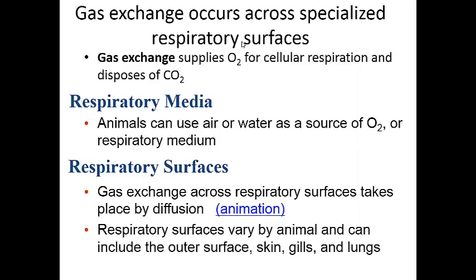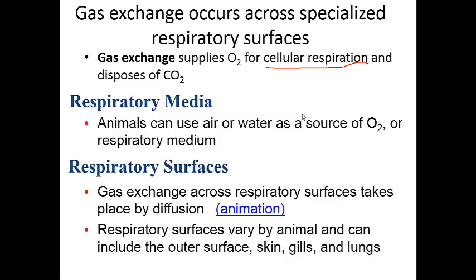Gas exchange is going to be used in order to take in oxygen and to get rid of carbon dioxide. Oxygen is necessary for the process of cell respiration. Cell respiration is a process that utilizes oxygen to make ATP. ATP is the body's usable energy source. Carbon dioxide is a waste product of cell respiration and must be released from the body.